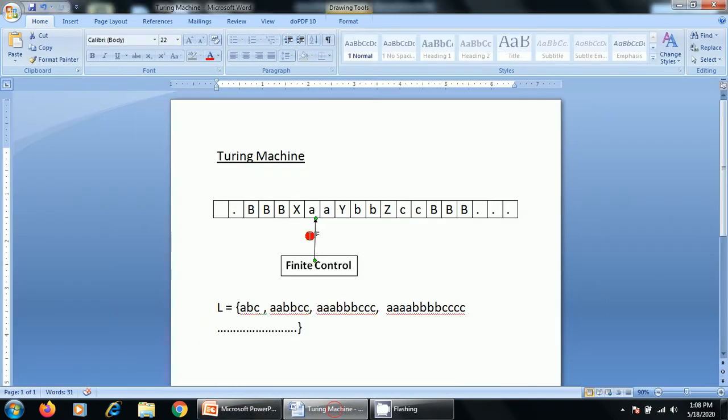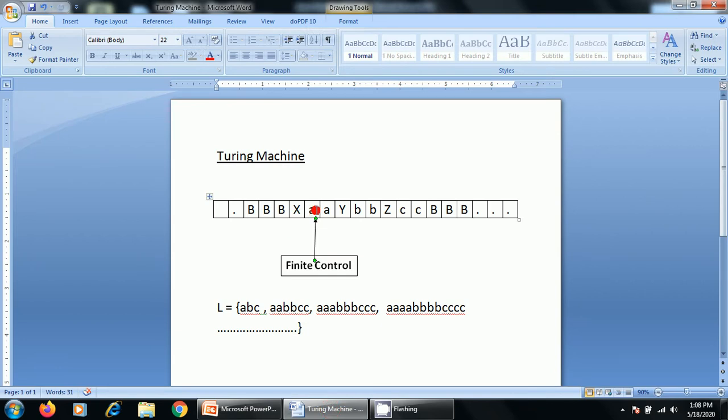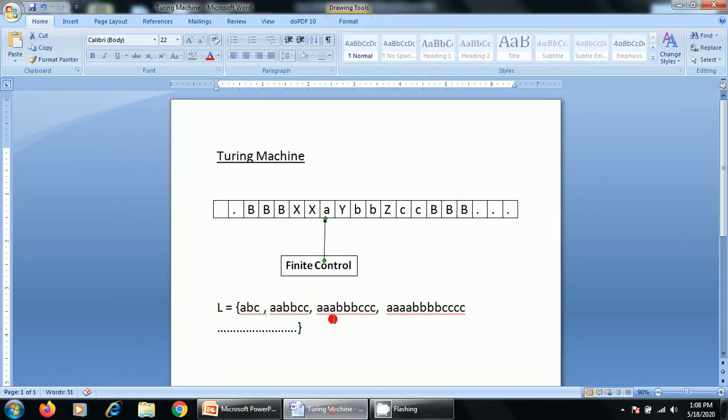Now if there is an A, keep it A and move right. Why keep it A and move right? Because we are searching for the B corresponding to this A, the second B corresponding to the second A. So cross all A, all Y, and then we'll find the second B.